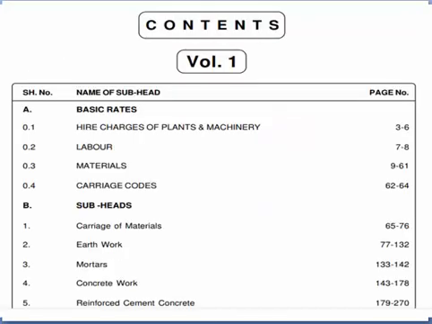You can see the detailed content, basic rates. In Volume 1, you will find the basic rates: hire charges of plant and machinery, at what rate we are obtaining these machinery, then labor rates, then material rates, then carriage costs, how the carriage of material is done and at which rate the carriage is done.